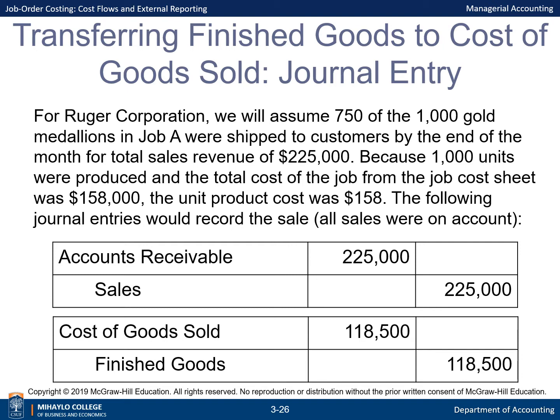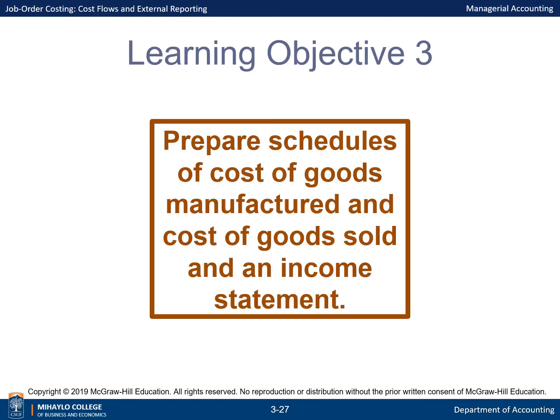Because 1,000 units were produced and the total cost of the job from the job sheet was $158,000, the unit product cost was $158. Two entries are required to record the transaction. In the first entry, accounts receivable is debited and sales is credited for the selling price of $225,000. The second entry debits cost of goods sold and credits finished goods for the cost of units sold of $118,500.